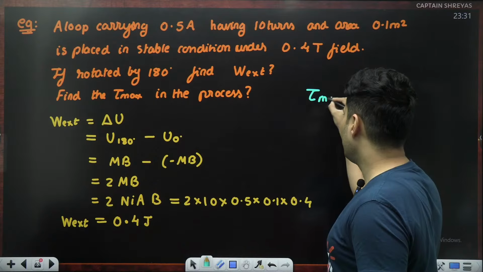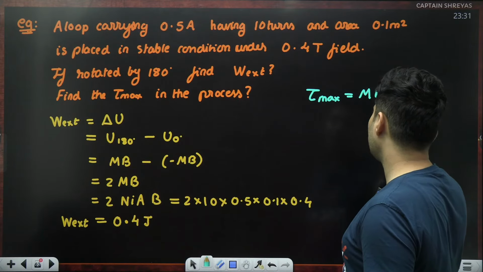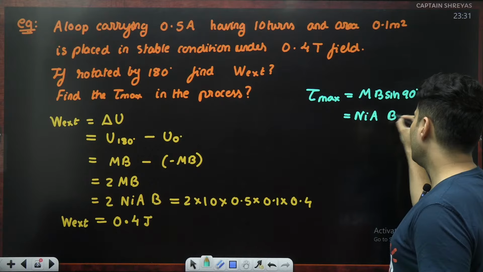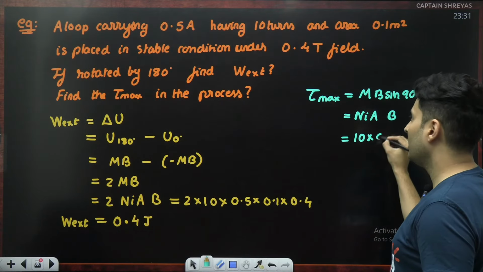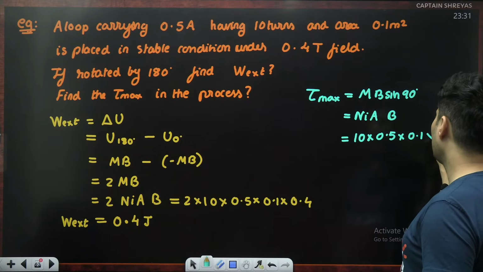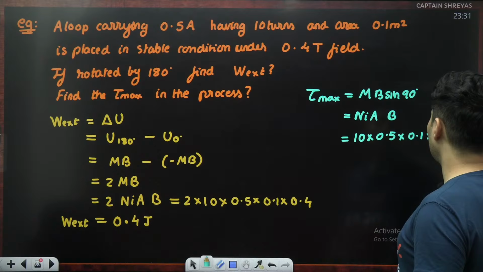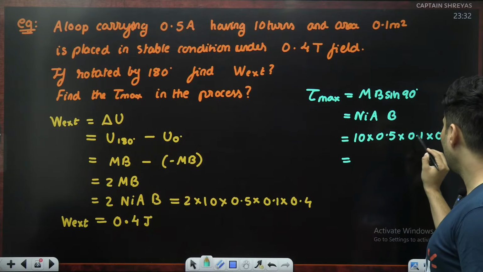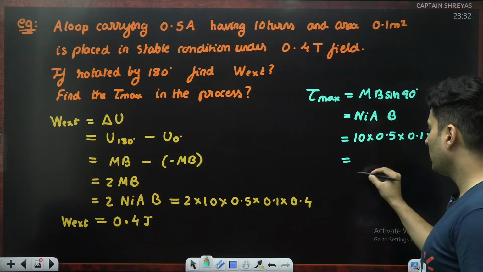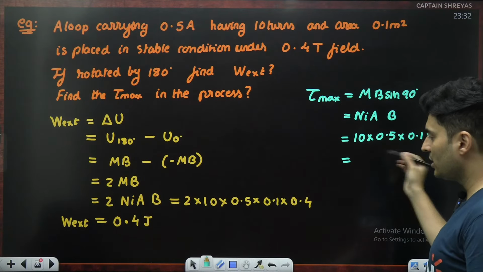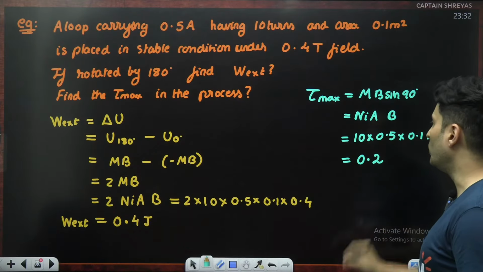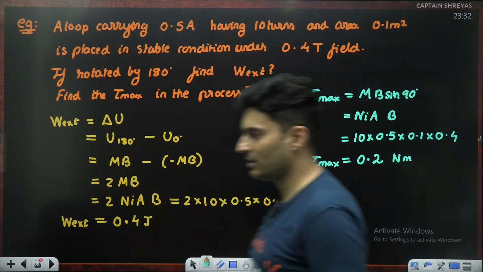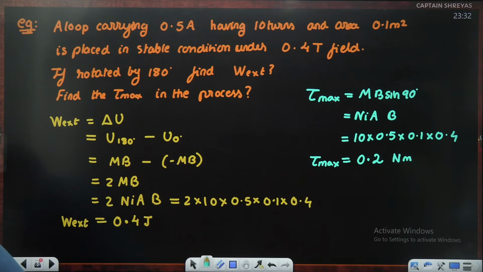Let's find out the maximum torque. Maximum torque happens when the angle is 90 degrees. So MB sine 90. The magnetic moment is N, I, A, and B, sine 90 is 1. Number of turns 10, current 0.5, area 0.1, magnetic field is 0.4. 0.5 into 10, 5. 5 into 0.1, 0.5 again. 0.5 into 0.4, well, that's basically 5 fours are 20, shift 2 decimals, so it will be basically 0.2. So 0.2 Newton meter is the maximum torque during that particular process. Is that right, everyone? I hope this is clear.